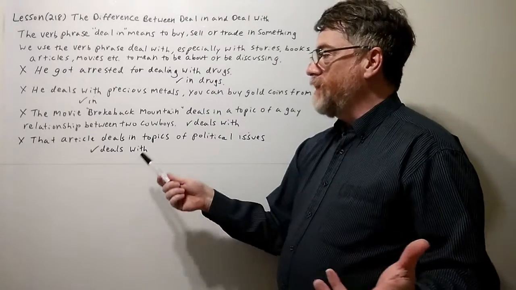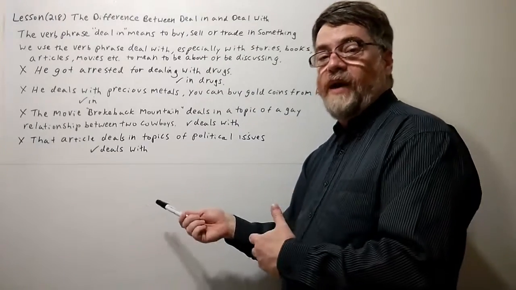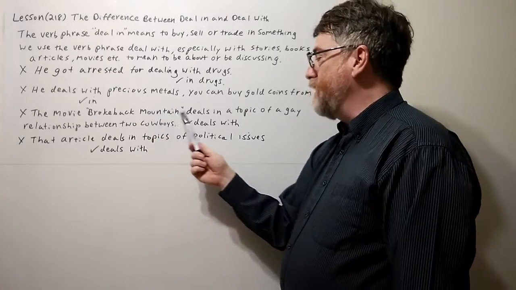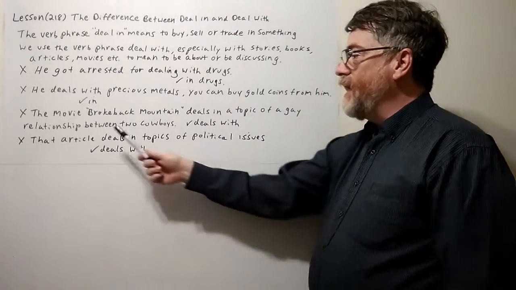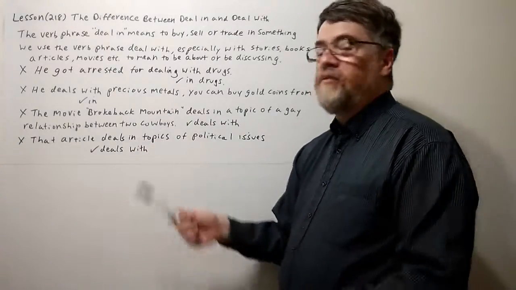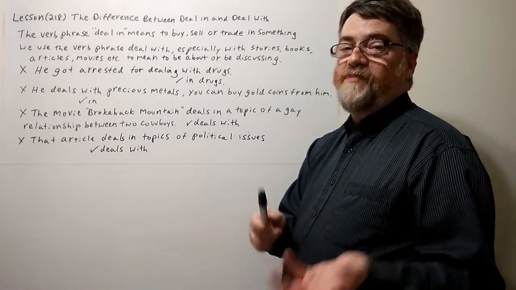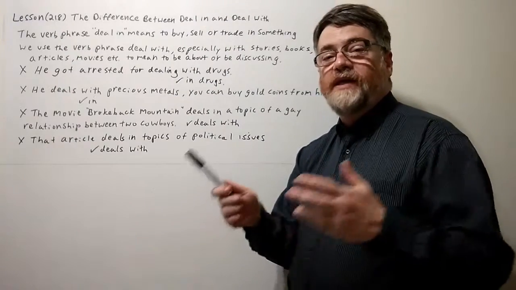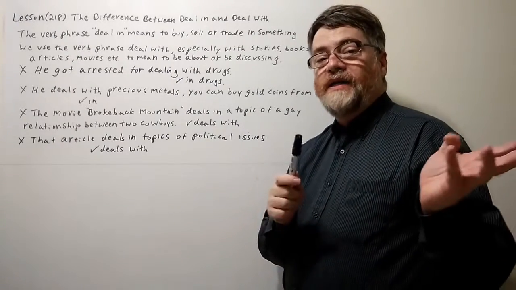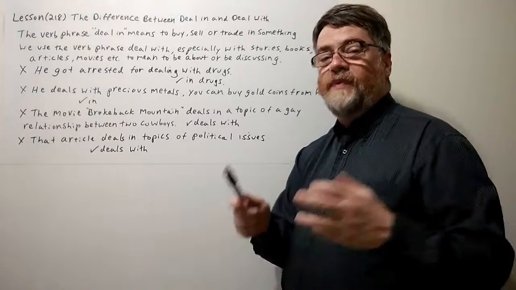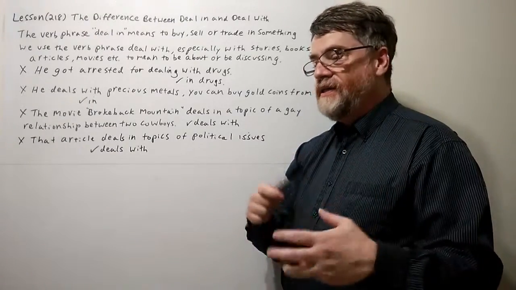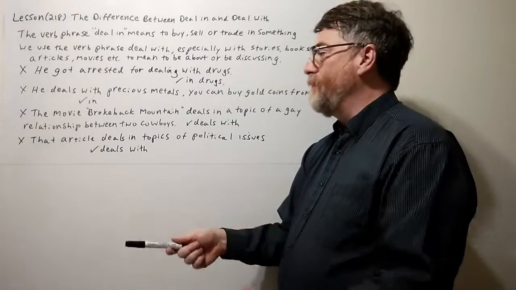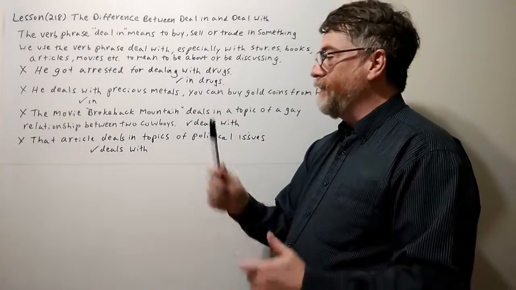All right, let's take a look at a couple with the opposite way where a student may make a mistake. That movie, Brokeback Mountain, deals in a topic of a gay relationship between two cowboys. Now, again, this should not be deal in. This one should be deal with because it's about a topic. You're saying this is what the movie is about. This movie deals with this sort of topic. This is what's discussed. This is the subject matter of this movie. So that would be deal with, not deal in.